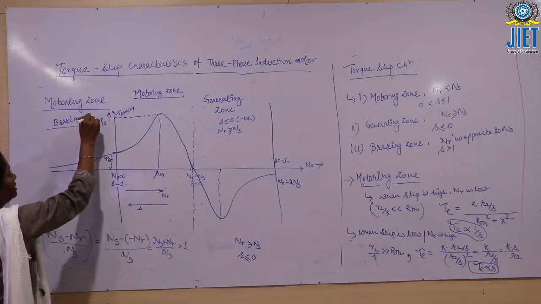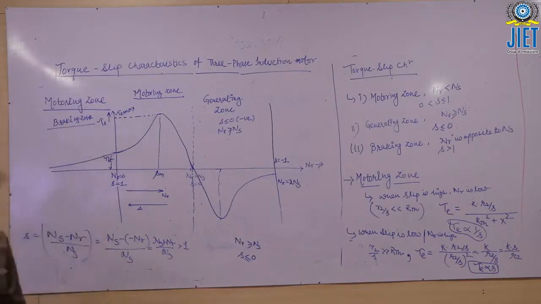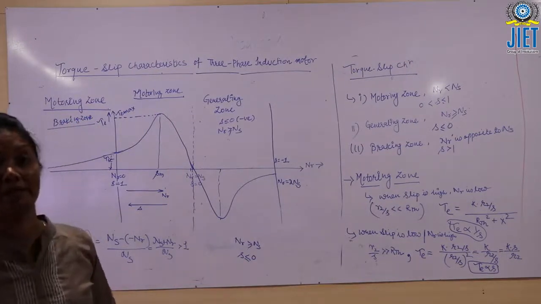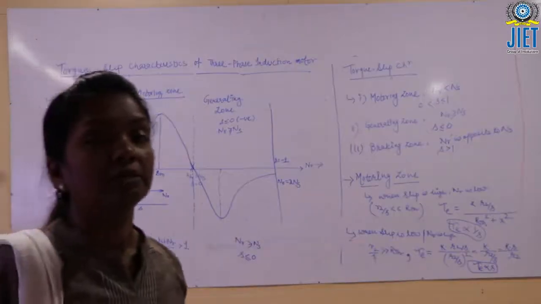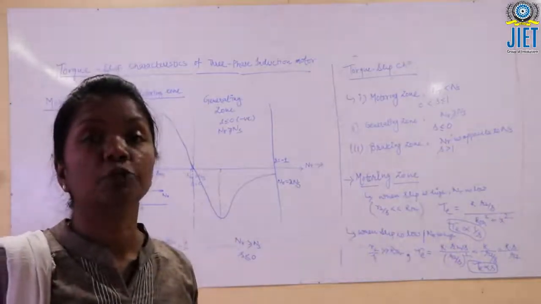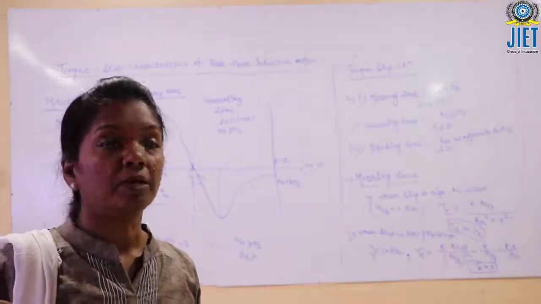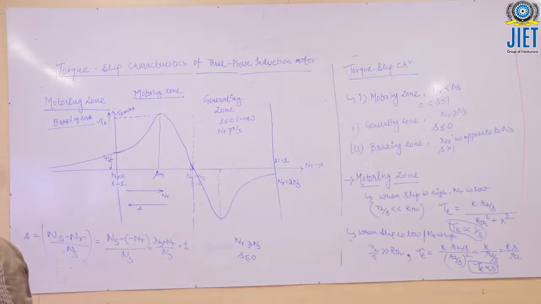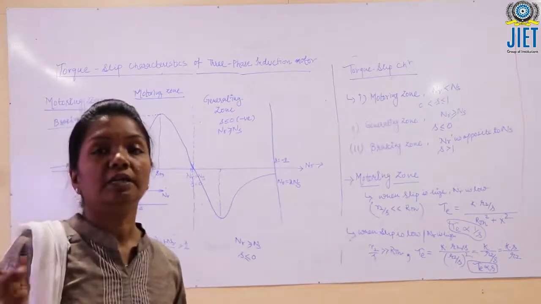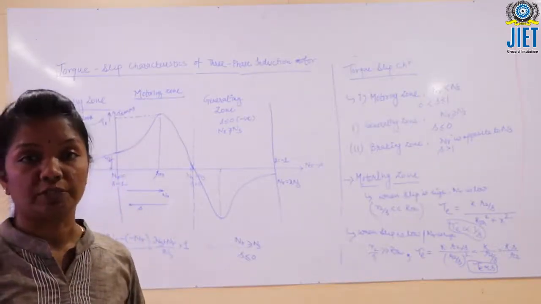So what do you mean by the braking zone? Braking zone, it is not BREAKING, it is BRAKING. That means the motor is in stopping mode. Motor will stop. So first we should know how this condition happens, because by itself the NS and NR cannot be opposite of each other.